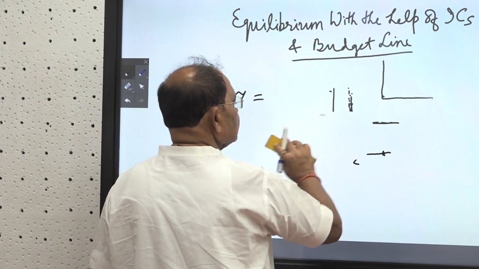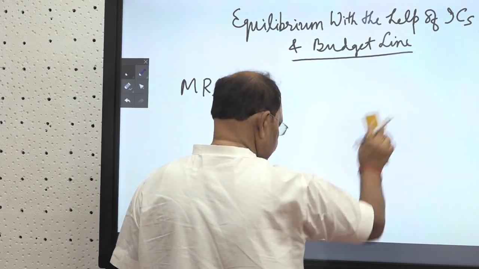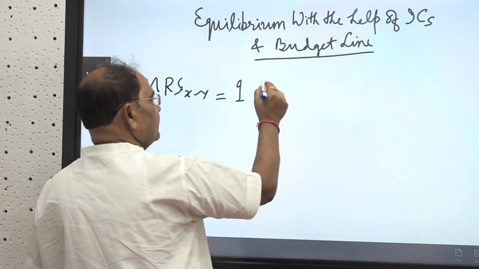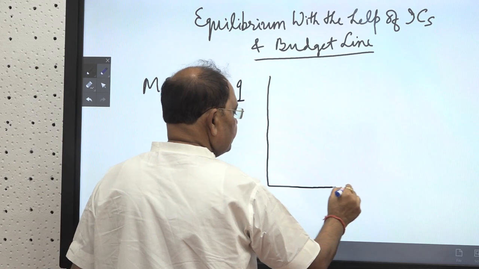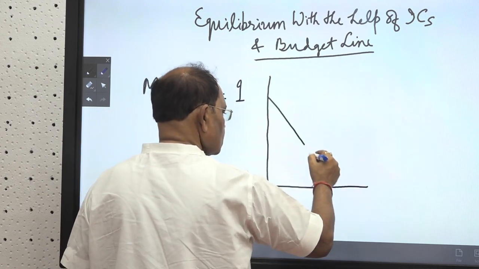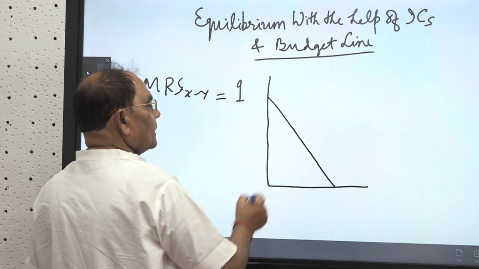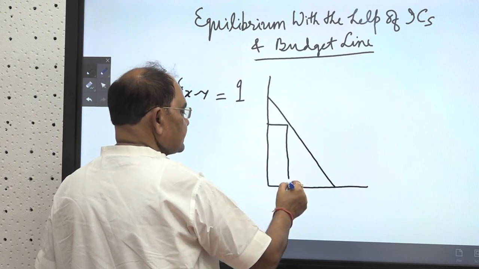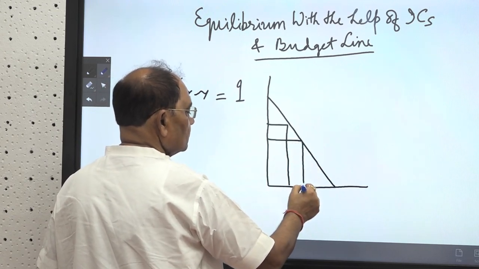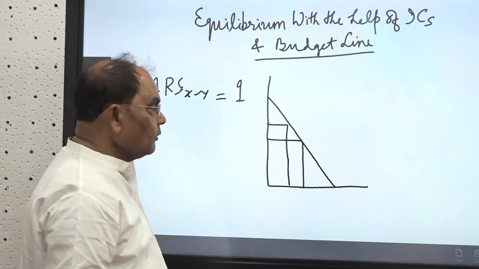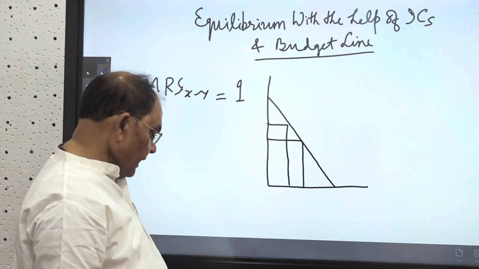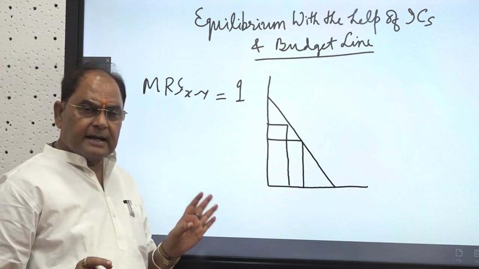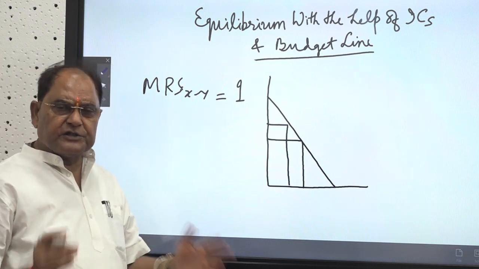Then, in another situation, the marginal rate of substitution is equal to 1. And this happens when the curve is drawn at a 45 degree angle. Somewhat like this. This is the shape of the indifference curve. Now, whatever you lose, the same amount you get. Your gain and your loss are equal, so MRS XY is 1. Clear? Now, we are clear about the marginal rate of substitution.